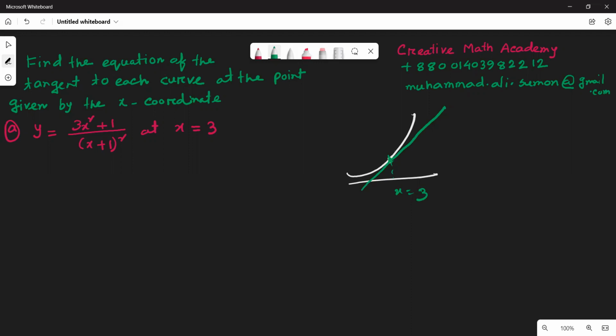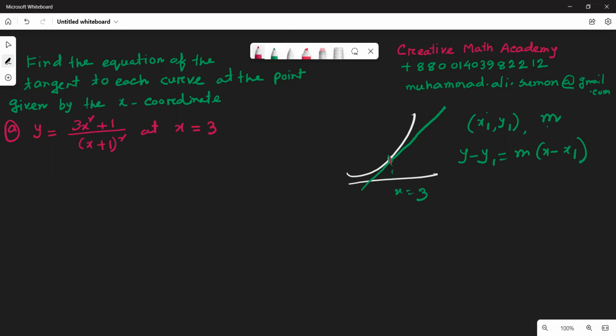And we know the equation of a tangent formula: any line which passes through (x1, y1) and has gradient m, the equation is y minus y1 equals m times (x minus x1). So any line which passes through (x1, y1) and whose gradient is m is the equation of a straight line, and specifically this straight line is the tangent. Okay.